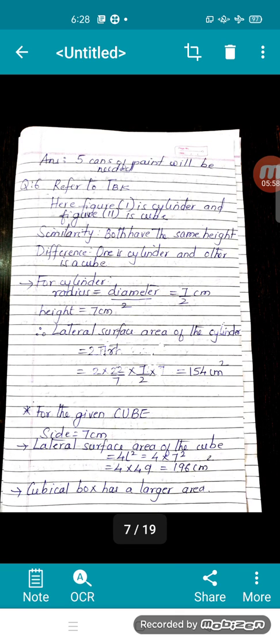Now question number 6. Describe how the two figures given are alike and how they are different. Which box has a larger surface area, figure A or figure B?